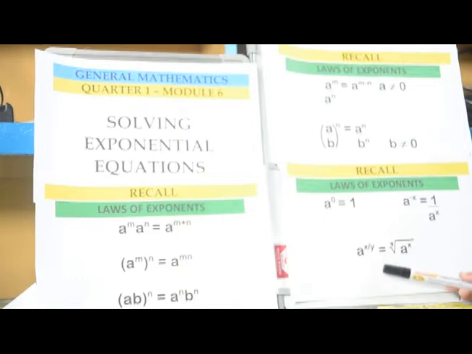And lastly, we also have this: a raised to a fractional exponent, which is x all over y. So what are we going to do with this? This will give you a radical. It is equal to whatever your y is, that means it gives you a square root, cube root, or whatsoever. So that would be the square root or cube root of a raised to the power of x. So this gives you a radical.